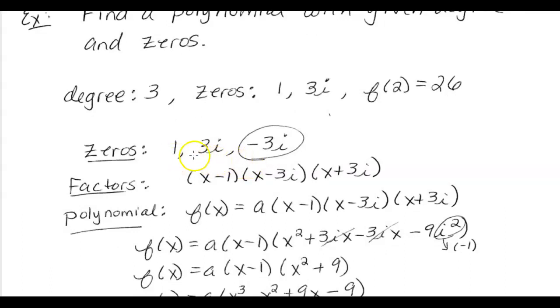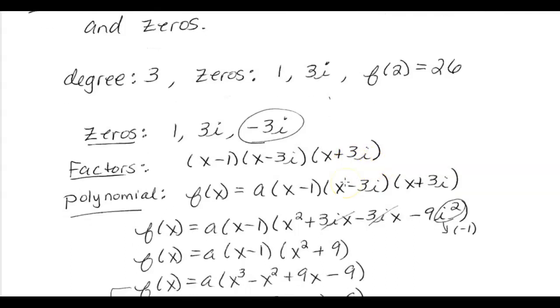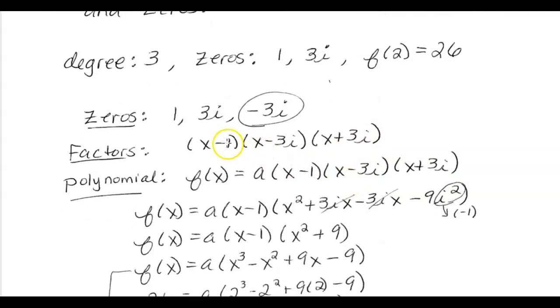All right, so now that we've got them all listed, we can build our factors. So 1 was a 0 means x minus 1 is a factor. 3i is a 0 means x minus 3i is a factor. And negative 3i is a 0 means that x plus 3i is a factor. Okay, so in other words, x minus the 0, right? X minus the 3i and x minus the negative 3i. We can build factors.